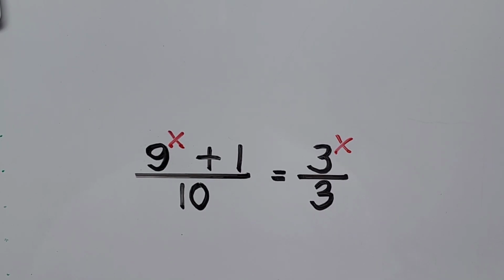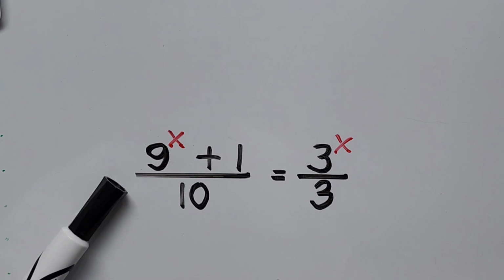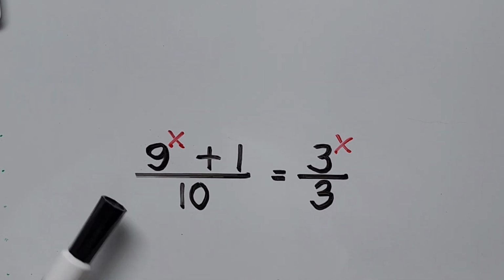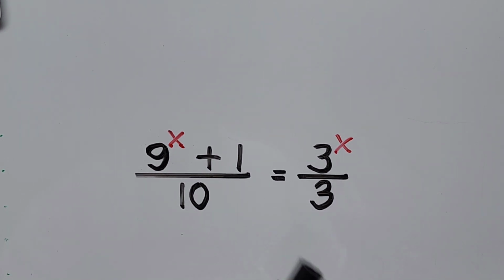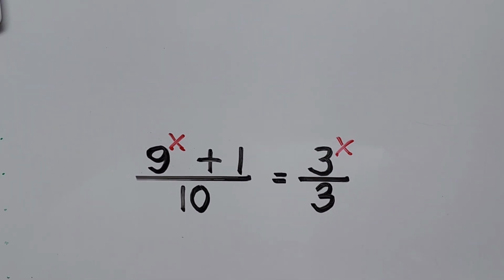And here we're back to basics, solving exponential equations. So we have here 9 to the power of x plus 1, divided by 10, equals 3 to the power of x divided by 3. And in here we'll be solving for all the real values of x.